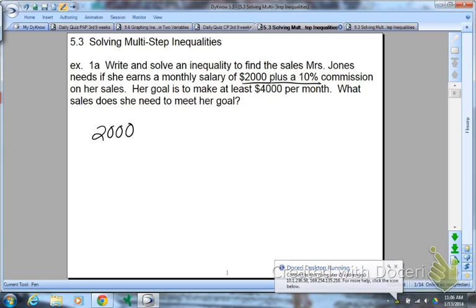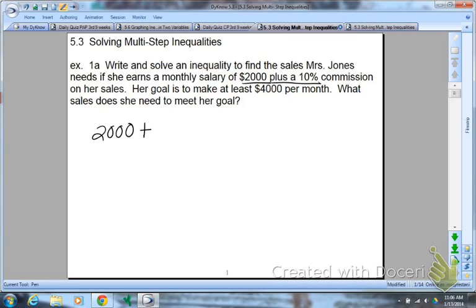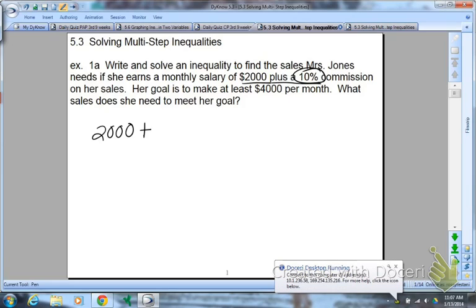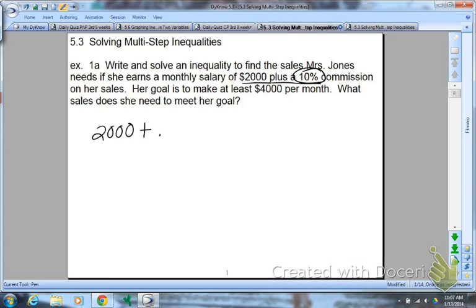Plus a 10% commission of her sales. Commission is based on how much you sell, and she's going to get 10%. So we multiply by how much she sold. Do we know what her sales is? No. But we know that she's going to get 10% of that, and of means to multiply. Now don't forget, percent, we have to move to a decimal. How do you move a percent to a decimal? Move it 2 places to the left and drop the percent sign. So it's 0.10x. Her goal is to make at least $4,000.